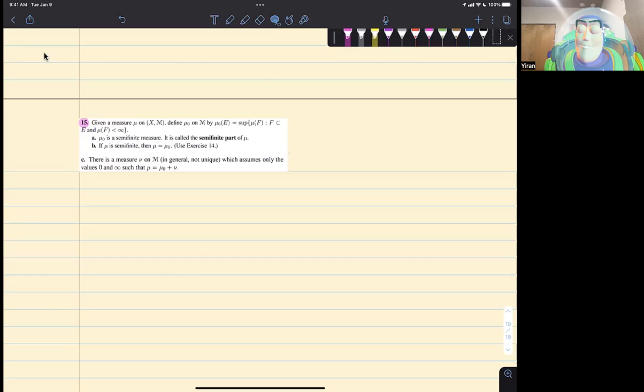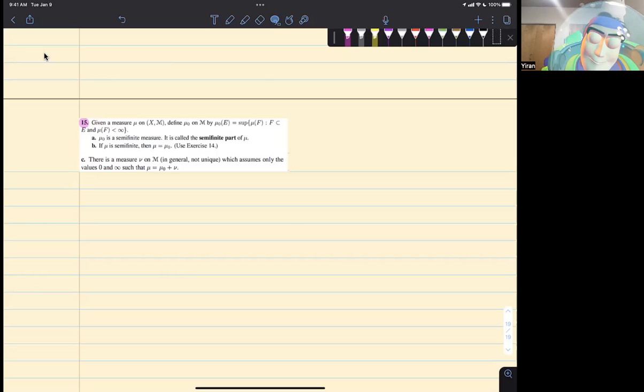is a subset of Ej, and we know that the measure of Fj is finite, so our Fj here actually is our candidate over here. And because this is the supremum over all of the candidates, that means this one, which is one of the candidates, must be smaller or equal than the supremum over all candidates. And what is the supremum over all of the candidates of mu(Fj)? That is mu_0(Ej). Okay.